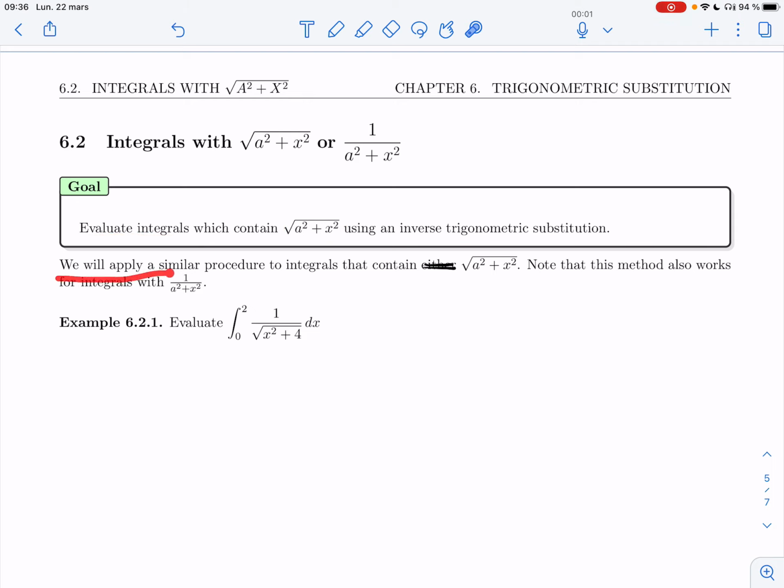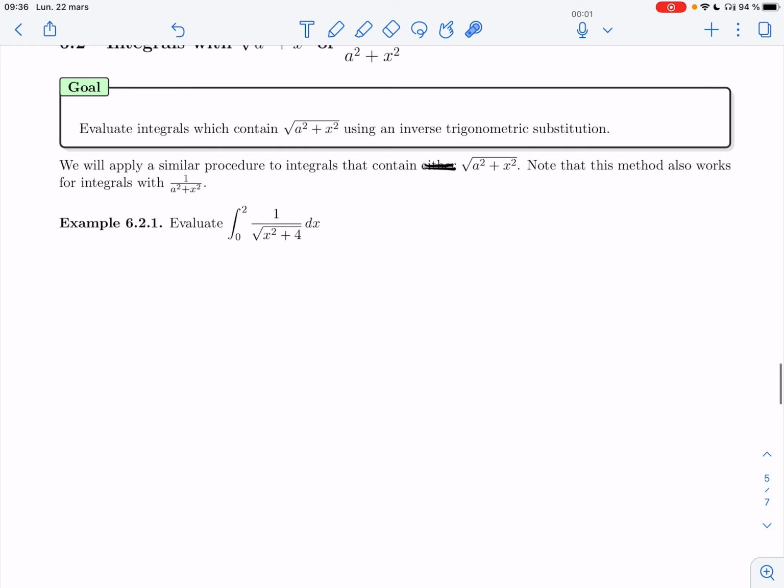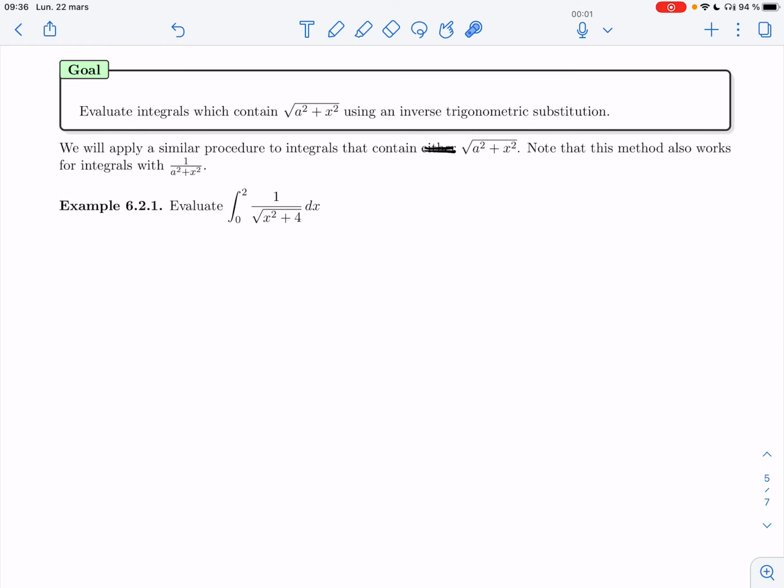We'll apply a similar procedure to integrals that contain the square root of a squared plus x squared, really close to what we did in the last section, just not using sine. Note that this method also works with integrals of 1 over a squared plus x squared. That's like a bonus, right? Our goal is really to integrate these, but it also applies to these, which is nice. All right, so let's start the same way we did last video.